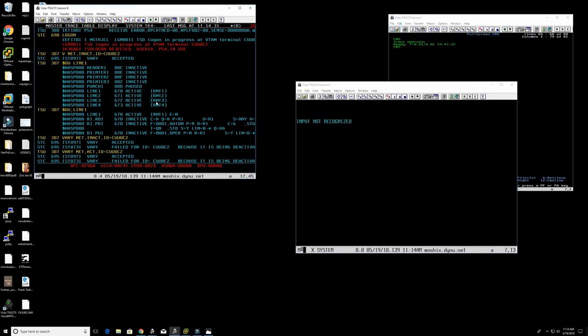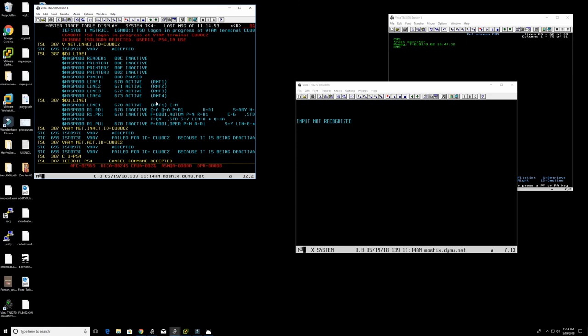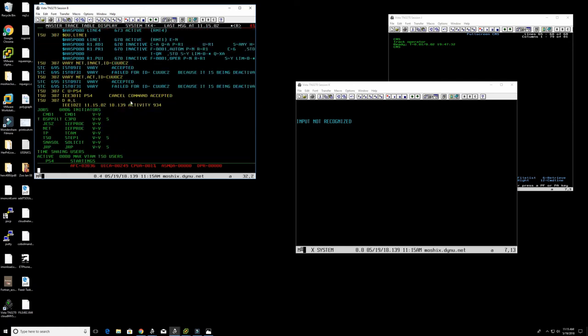And in the meantime, we can maybe cancel user P54. So user equals P54. Okay, so at least that user is now not taking up resources. Yeah, so P54 is still starting, as you can see here. That's because the terminal is stuck. In those cases, there's no need to re-IPL the whole system.